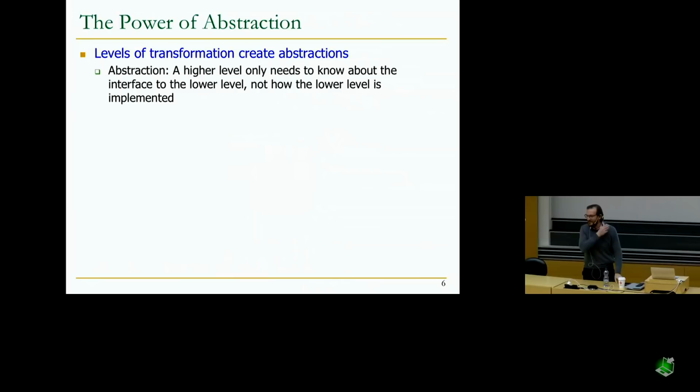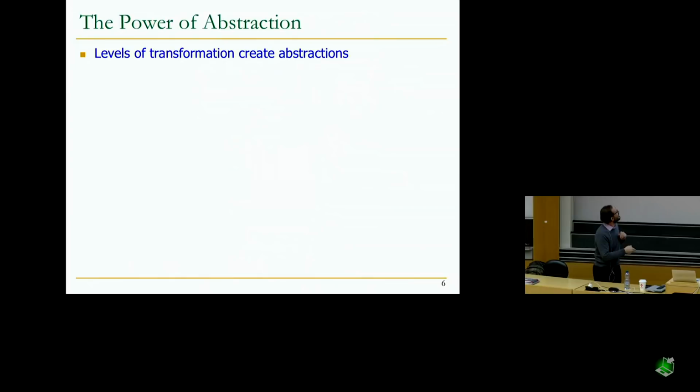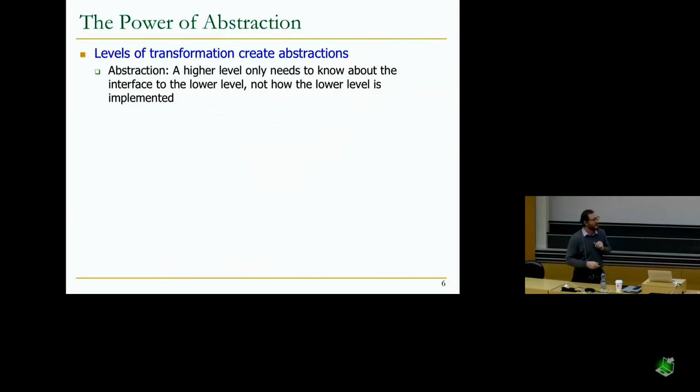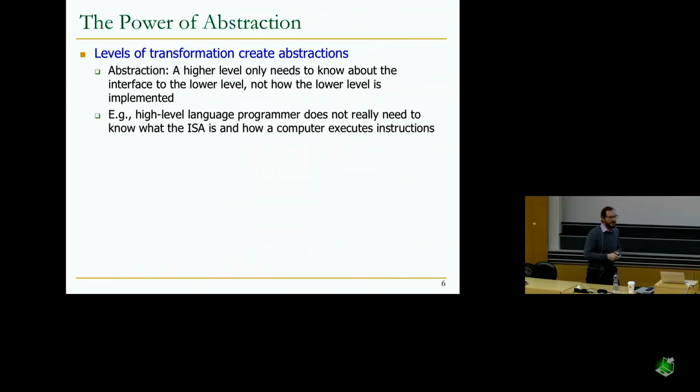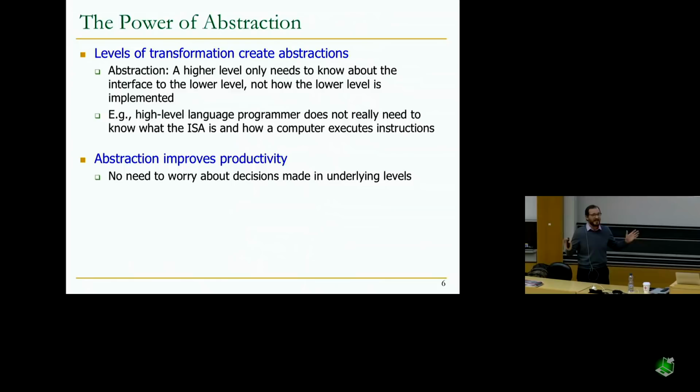But this was enabled because of that transformation hierarchy levels, the abstractions that we had. You just needed to know about this interface. And somebody else did the translation for you, and somebody else designed the computer that executes those instructions for you. Yeah, that's what I said over here, basically. The high-level language programmer does not really need to know what the ISA is and how a computer architecture executes instructions. And this improves productivity. That's the upside. The big upside is this is great for productivity because you don't need to worry about decisions made in the underlying levels.